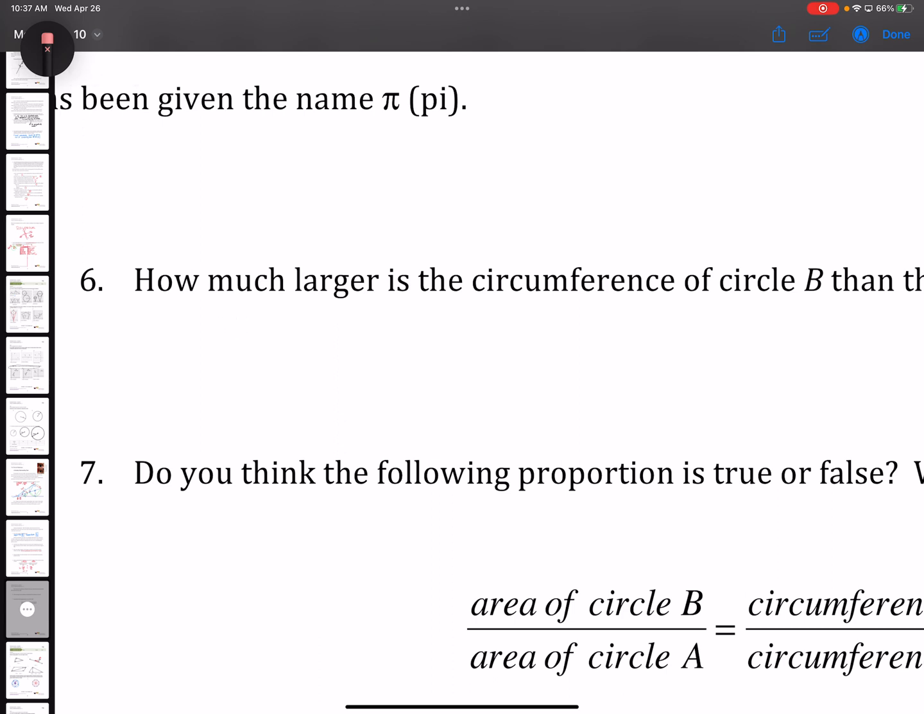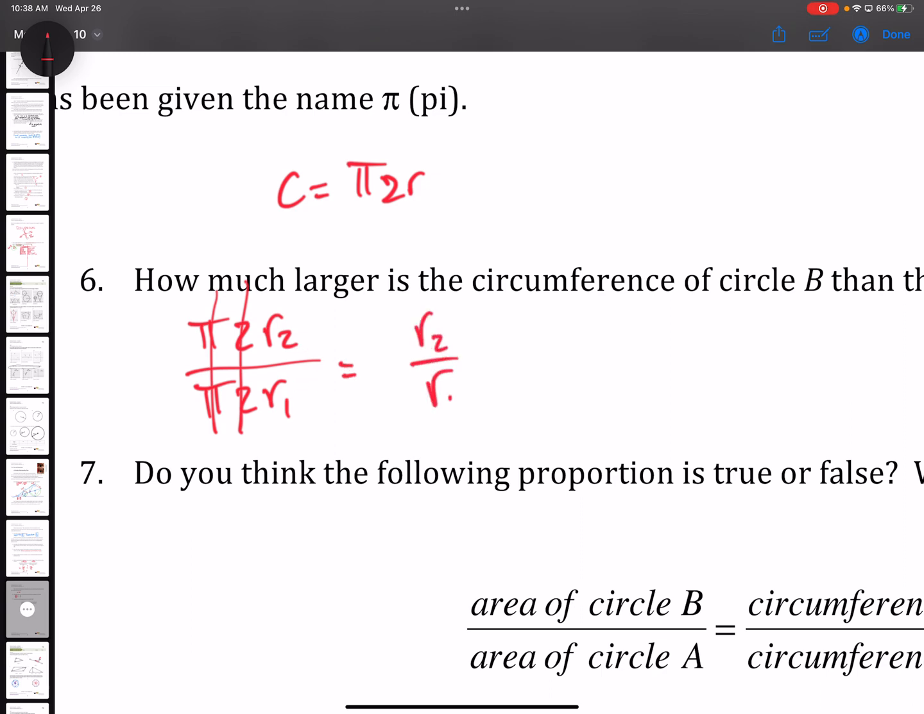So again, remember that circumference is equal to pi 2r, and we've got 2r1 and 2r2. The circumference of the larger circle is pi 2r2, and the circumference of the smaller circle is pi 2r1. What happens when you divide something by itself, like pi and pi? They cancel, they equal 1. What about 2 divided by 2? What about r2 divided by r1? It's r2 over r1, so how much larger it is is r2 over r1. Is that scale factor the same as the radius ratio that we found earlier?